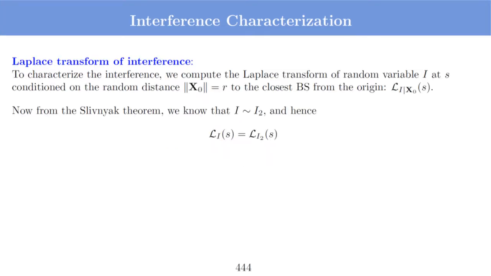Now after the mean, we will move to the Laplace transform of interference, which will actually characterize the interference. So again we will condition on the distance of the serving base station from the user, which is norm of x0 equal to r. Conditioned on that we will compute the Laplace transform. Again, using Slivnyak's theorem, we earlier said that the distribution of I and the distribution of I2, which is from an independent PPP, is the same. So the Laplace transform will also be the same. So to calculate the Laplace transform of the interference I, we will calculate the Laplace transform of the interference I2.